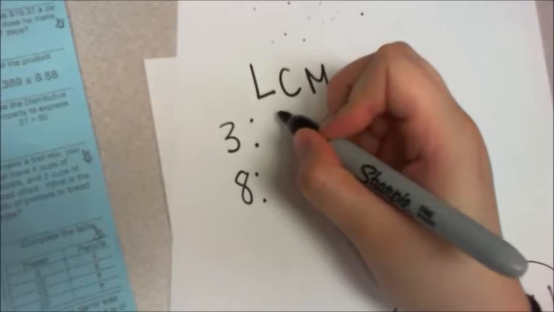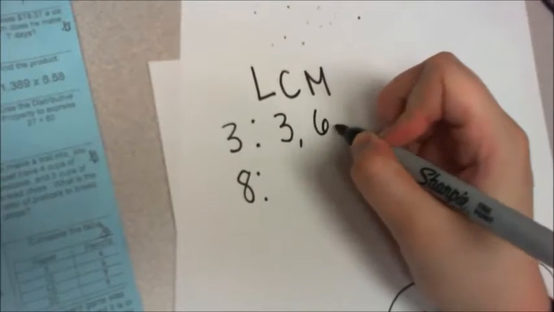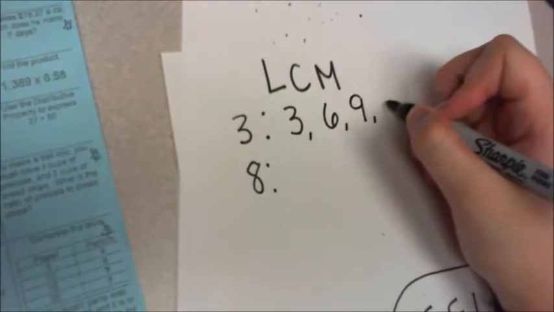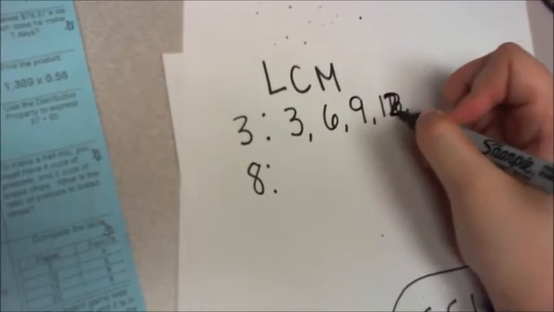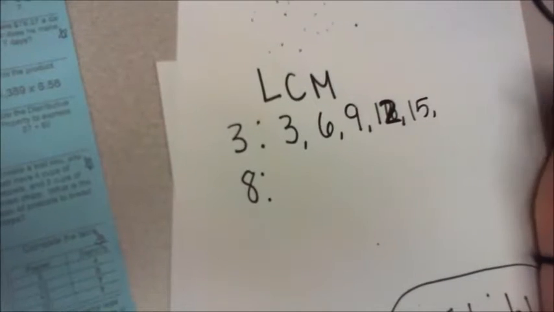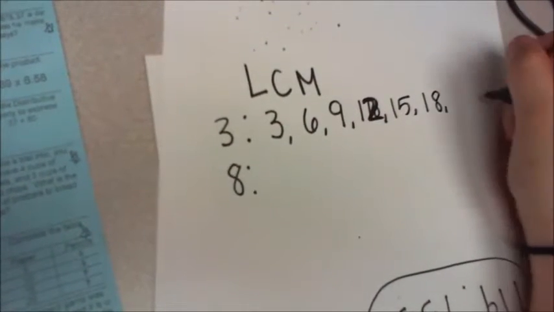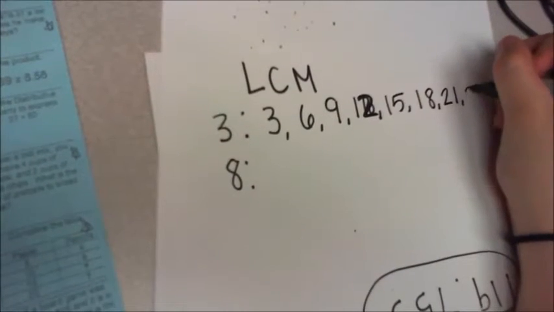3 times 1 is 3. 3 times 2 is 6. 3 times 3 is 9. 3 times 4 is 12, what am I saying? 3 times 5 is 15. 3 times 6 is 18. 3 times 7 is 21. And 3 times 8 is 24.